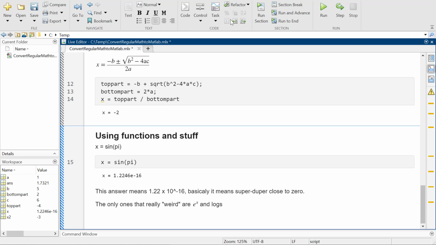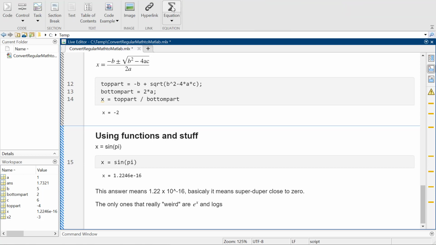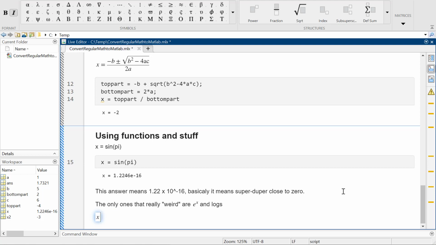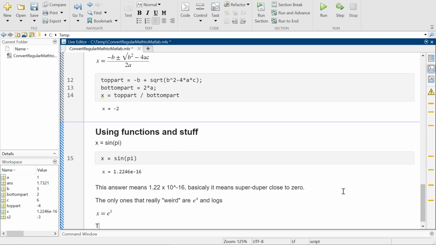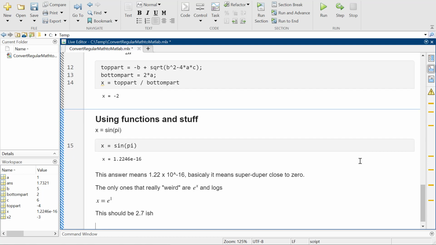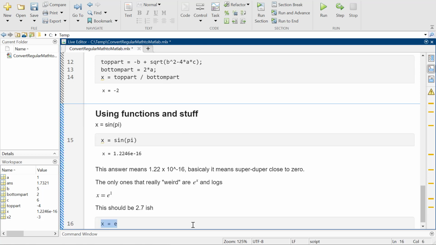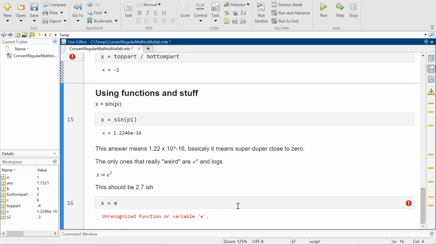So if I wanted to do just x equals e to the first, this should be 2.7-ish, right? Because e is about 2.7. But if I say x equals e in code and try to run it, it's like, you're dumb, stop it. You've got to be careful.